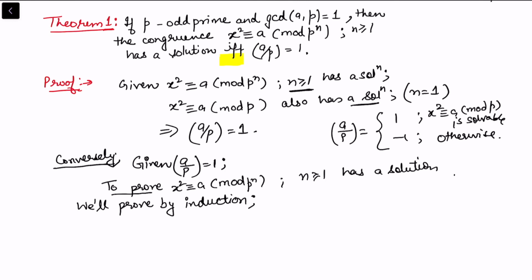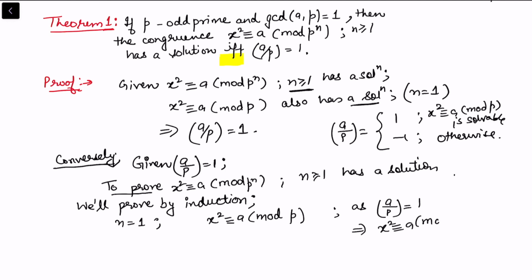And we will now prove this converse part by induction, and in this case let's take n equal to 1. If n is equal to 1, then x square congruent to a modulo p to the power n becomes modulo p only. And as we have already said that the Legendre symbol (a/p) is equal to 1, this implies x square congruent to a modulo p is solvable, and if it is solvable, it has a solution. So for n equal to 1, the result is true.